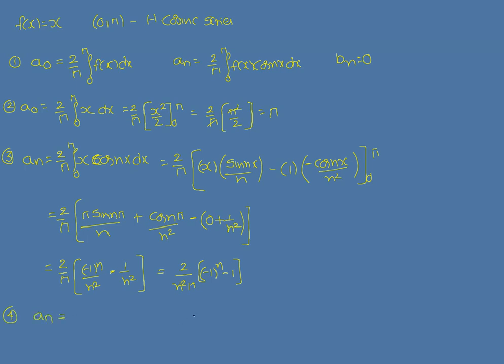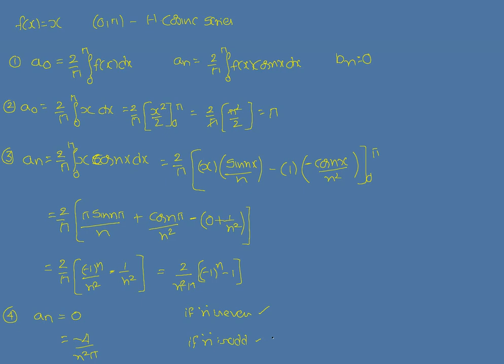So an is equal to, if n is even, (-1)^2 means plus 1, 1 minus 1 is 0, into something, so an is equal to 0. If n is odd, what happens? Let us consider n is equal to 3: (-1)^3 minus 1 is minus 1 minus 1, that is minus 2, into 2, which gives minus 4 by n square pi. So if n is even, an is equal to 0; if n is odd, an is minus 4 by n square pi.